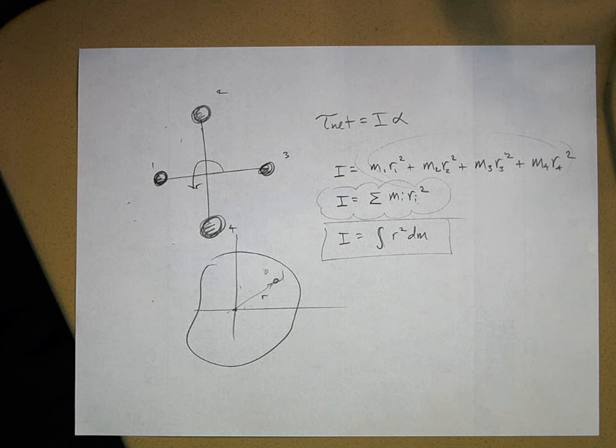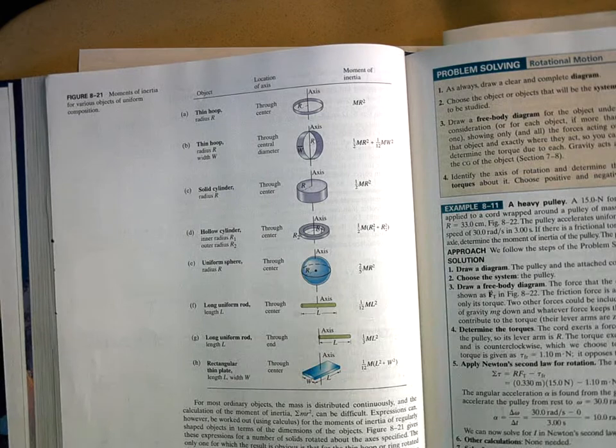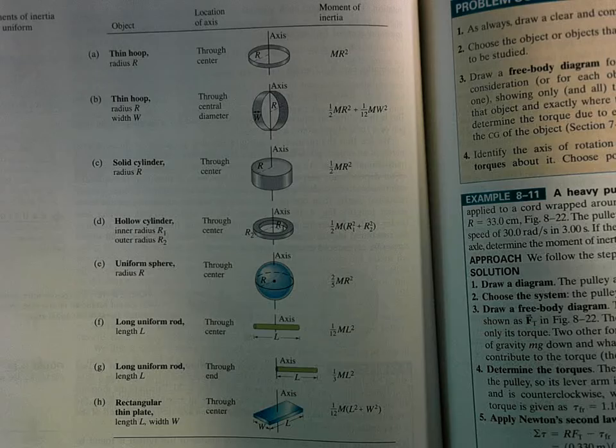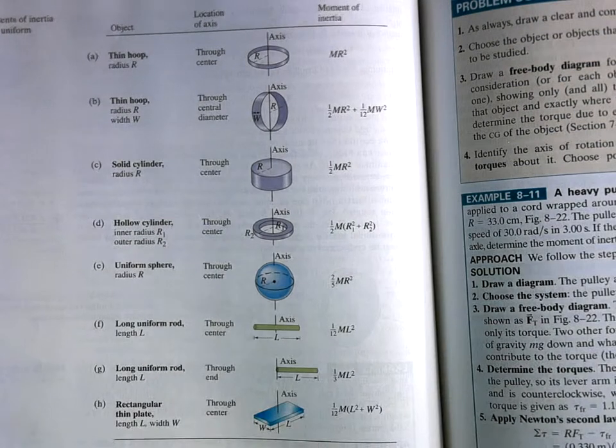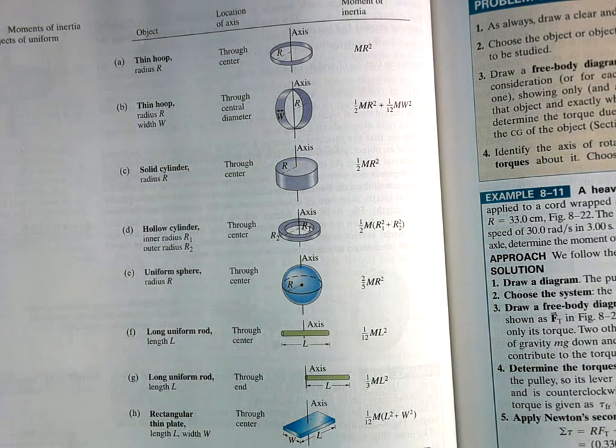But where'd it go? In this book, they've done it for you. This is on page 208. I'm going to zoom in here. And these are all on page 208. Do not copy these down. You will not need to copy them down on your equation list, but you'll need them for your homework.